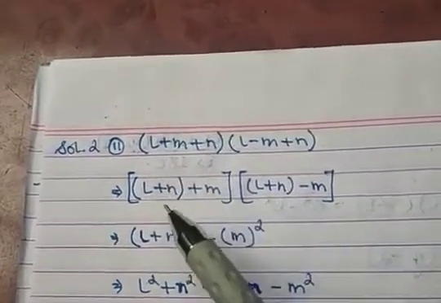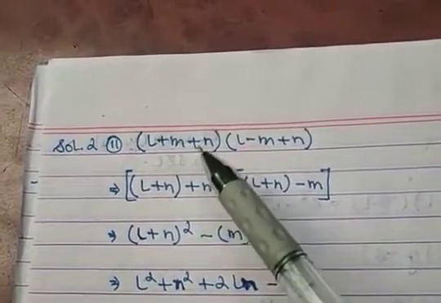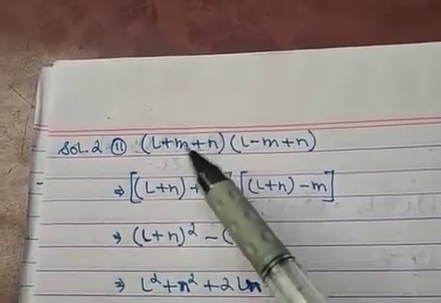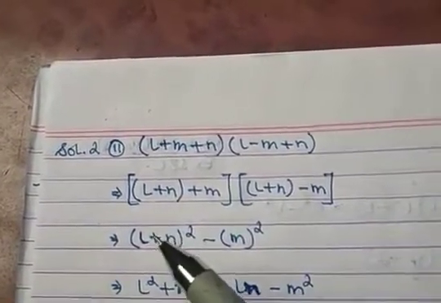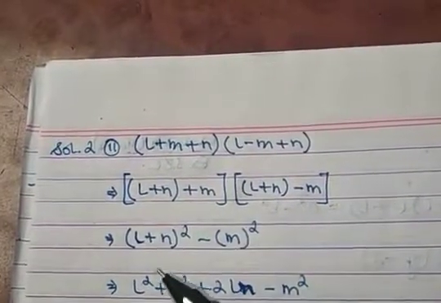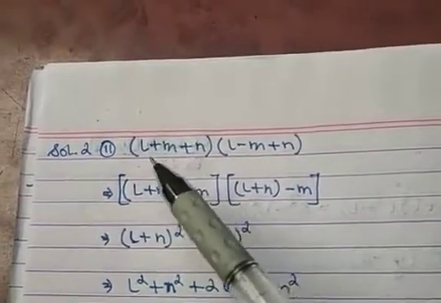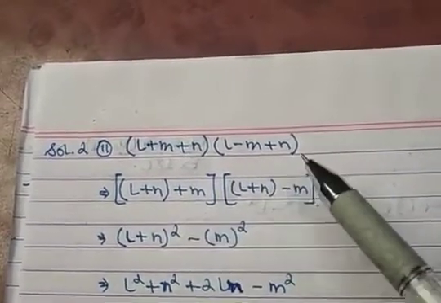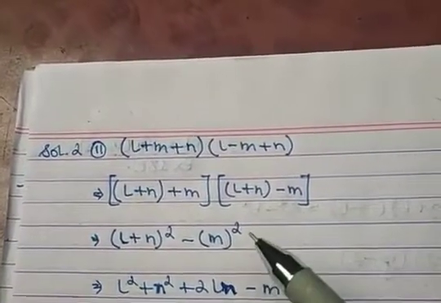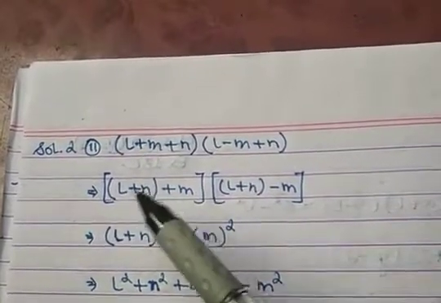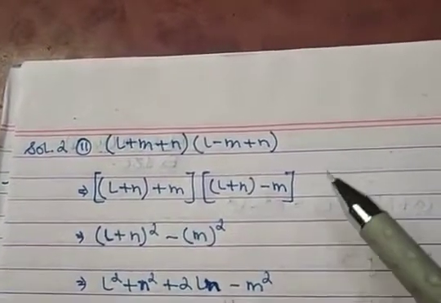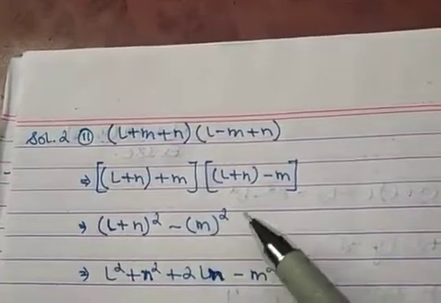So what you can do is simply change the place of the N. So see, L plus N plus M. Nothing has changed from here to here. It's just that it has switched its place, isn't it? In case of addition, switching places doesn't change the result. So that is why L plus N plus M, L plus N minus M. Now again the same thing: a plus b, a minus b, a square minus b square.